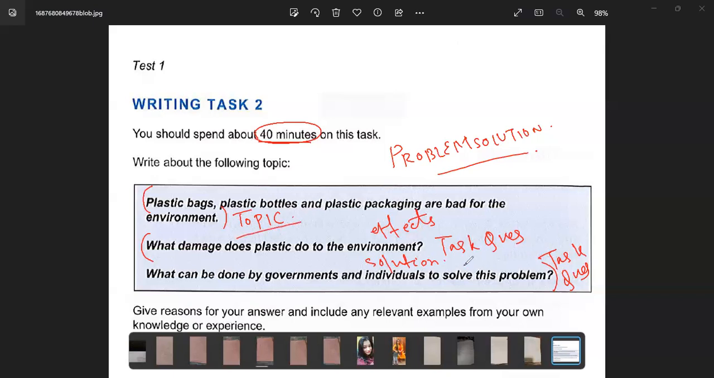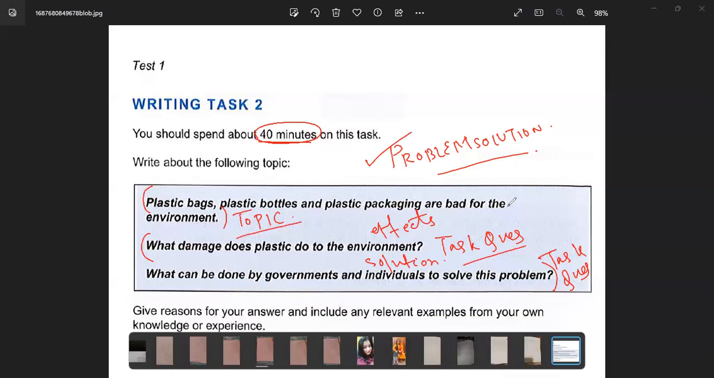Topic, task, type. Why? Because the way you're writing this essay, the structure, the language, the words, etc., depend on the type of the essay. So definitely you cannot expect that a problem solution essay will be written in the same way as an opinion essay, right? Unless you are able to identify the type of the essay, how would you even know which structure needs to be followed for this type of essay? Am I clear? Got it.